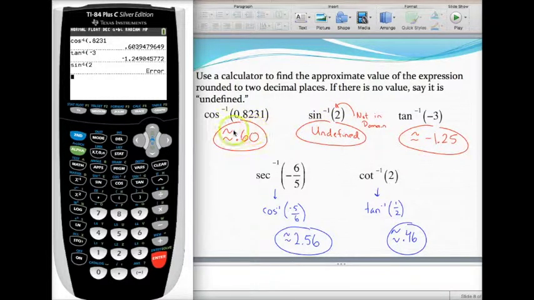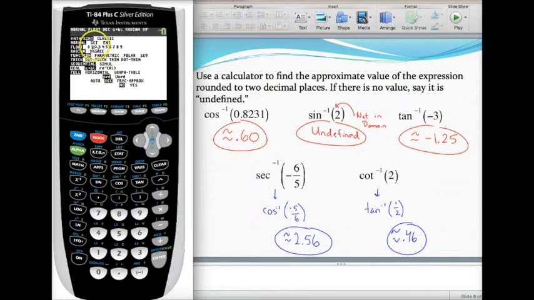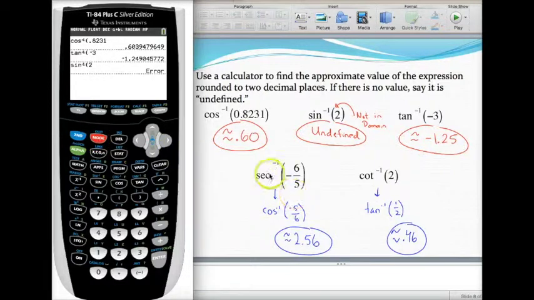One other thing to make sure you check, if you're not getting the same values I got, make sure you're in radian mode. Press your mode button, and make sure radian is selected. We want to do all these in radian, not degree mode. Alright, so these bottom two, I mean, it's that easy.